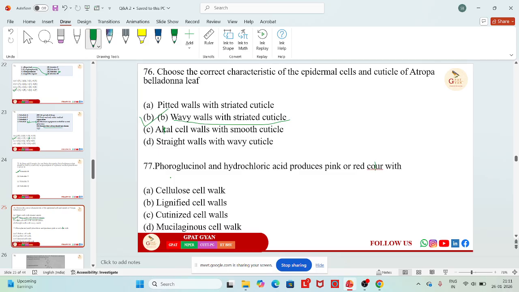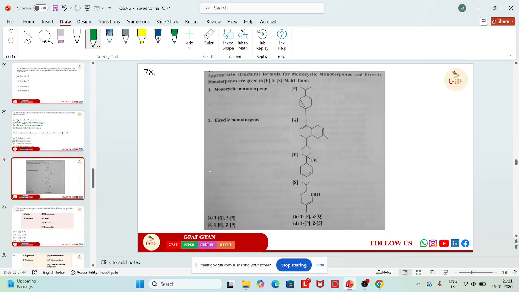Next one, phloroglucinol. It is very easy. Phloroglucinol, B, ma'am. Gives pink color with lignified cell walls. Option B is the correct option. This one, appropriate structural formula for monocyclic monoterpene and bicyclic monoterpene.